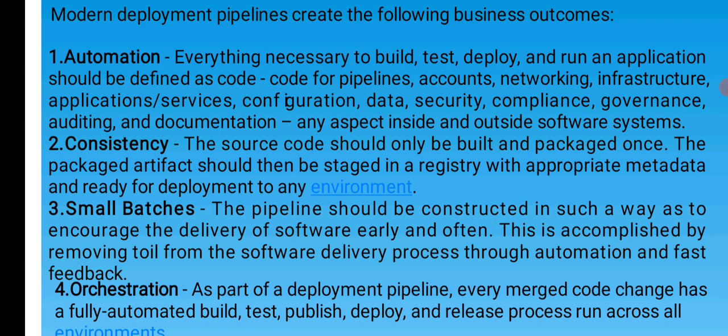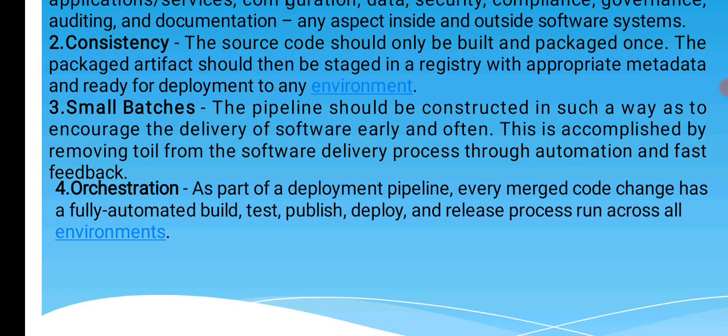The second one is consistency. The source code should only be built and packaged once. The packaged artifact should then be staged in a registry with appropriate metadata and ready for deployment to any environment. Then small batches. The pipeline should be constructed in such a way as to encourage the delivery of software early and often. This is accomplished by removing toil from the software delivery process through automation and fast feedback.